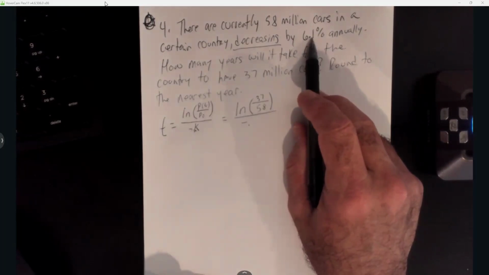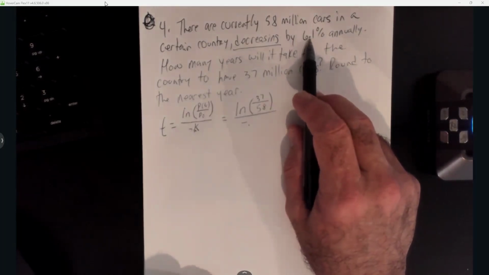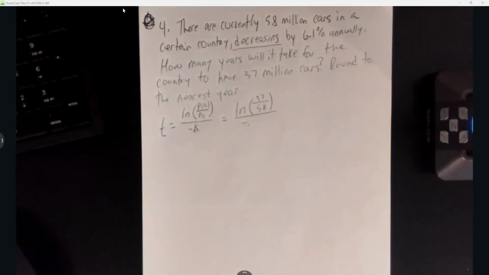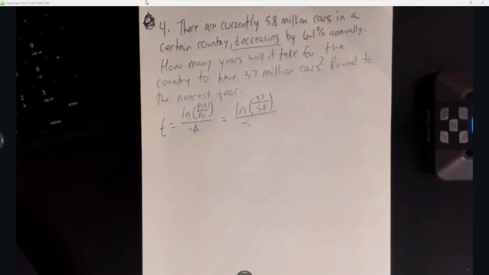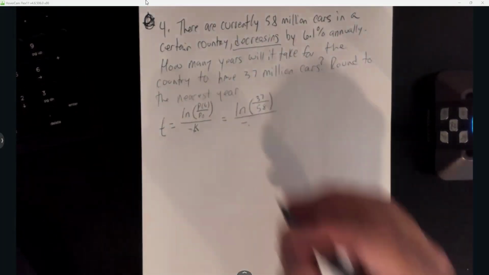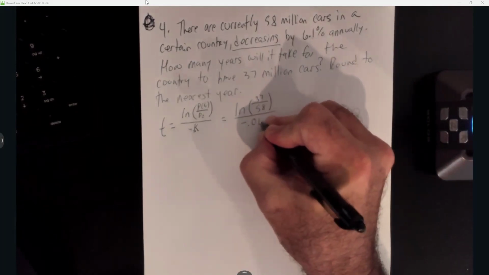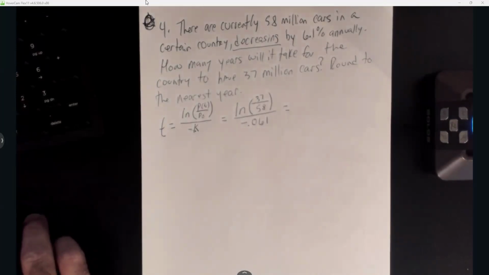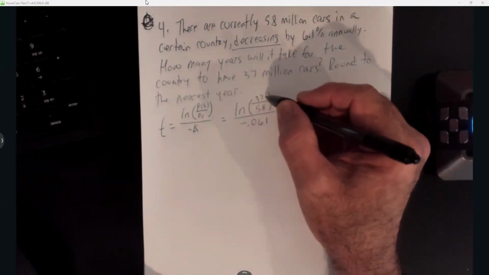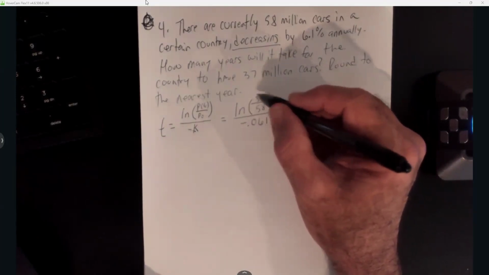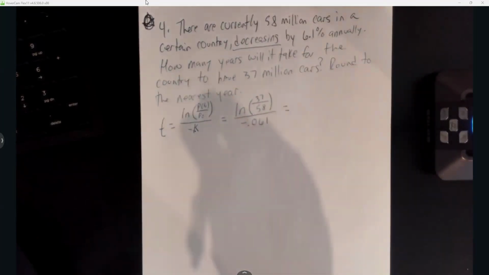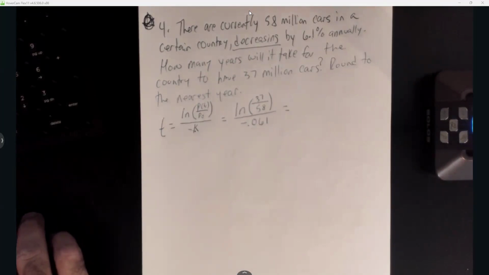So y'all, what I need y'all to do is turn the 6.1% into a decimal. I want to see what y'all are putting in for that. Hey, what do y'all got? 0.061 sounds good. But y'all remember that's a negative 0.061, okay? Because when you do an ln of a smaller number divided by a larger number, you're going to get a negative number here, and that negative divided by negative will make your time positive, okay? So y'all, let's go punch that in.